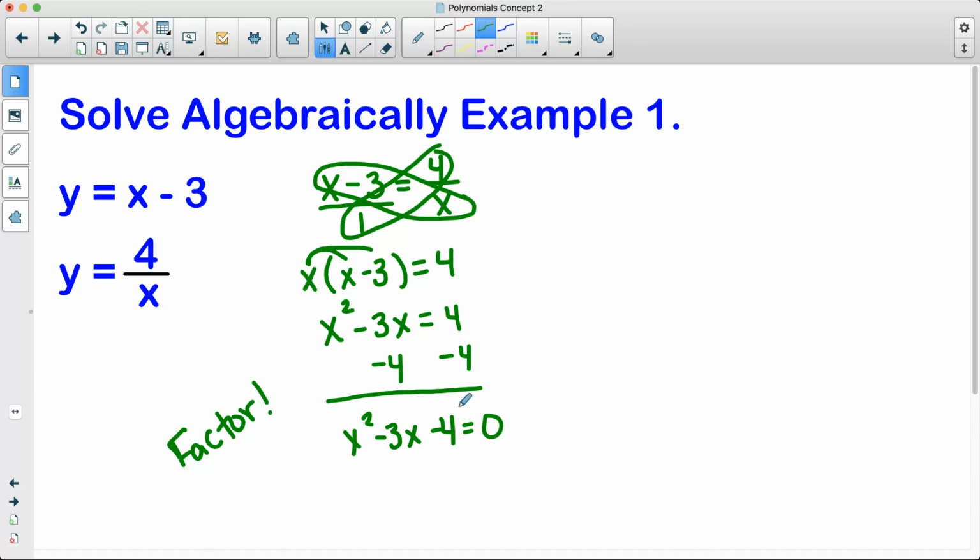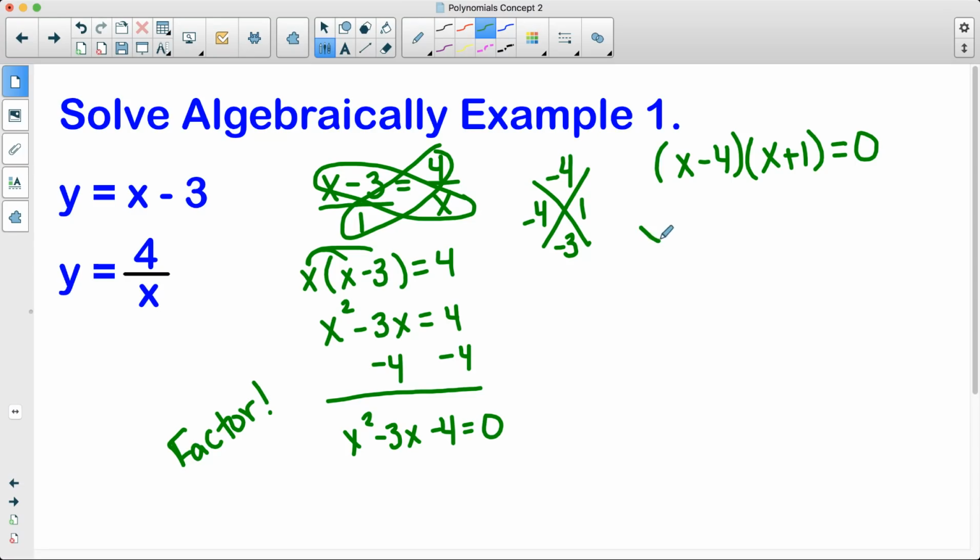So I'm looking for two numbers that multiply to negative 4 and that add to negative 3, which are negative 4 and positive 1. So in factored form, this is x minus 4 times x plus 1 is equal to 0. To solve for x, I'm going to take each binomial and set it equal to 0 and solve for x. So here I need to add 4 to both sides. So one of our x values is equal to 4 and the other is equal to negative 1.